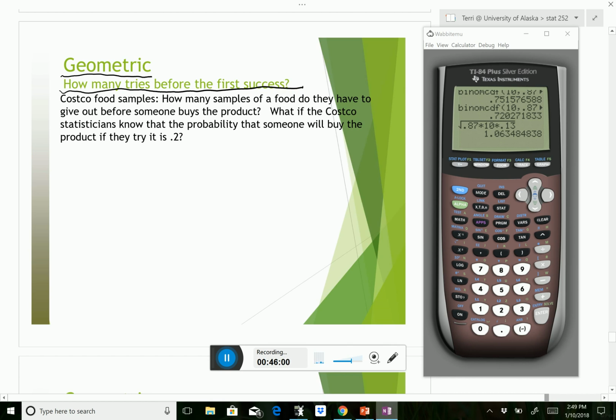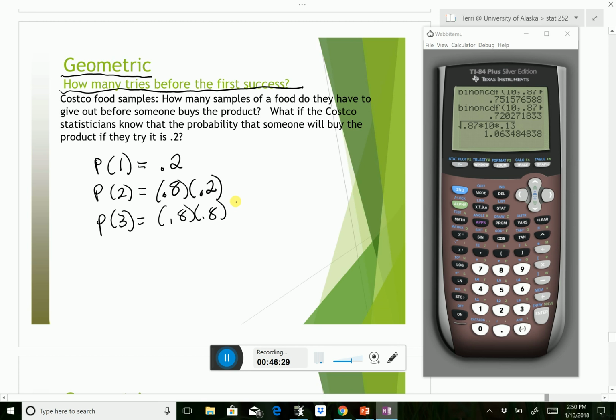So if you think about this, what is the probability that they get it on the first try? Well, that's going to be 0.2, right? Because the first person bought it. What's the probability they get it on the second try? Well, that means the first person didn't buy it, so that's 0.8 times 0.2. What's the probability it takes 3 tries? Well, the first 2 people didn't buy it and the third person did. So we get 0.8 squared times 0.2. And you can see how this is going to go on.